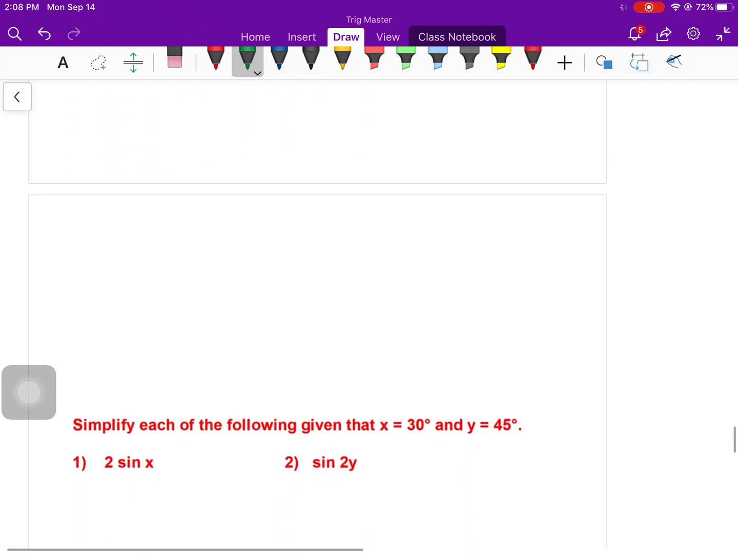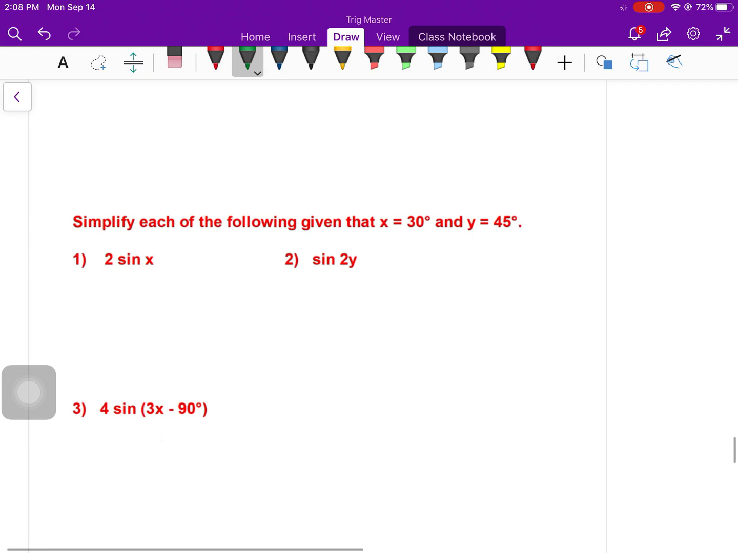All right. Next, we want to simplify these while we're given a specific variable measurement. So this is 2 times sine x. So think of kind of an order of operations thing. Figure out what sine is, and then do 2 times that. So 2 times sine of 30. That's 2 times, well, sine of 30 is 1/2. 2 times 1/2 equals 1.